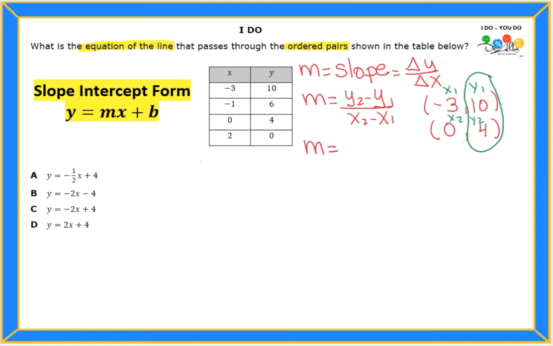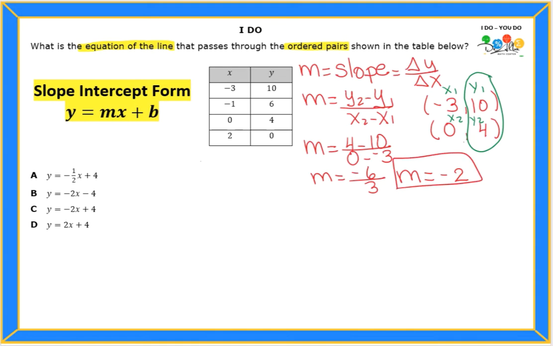So I'm going to start with y sub 2, which is 4 minus 10. x sub 2 is 0 minus -3. Now be careful the way that I wrote 0 minus -3. I did not just write 0 minus 3. There's a minus and then the -3. So m will be equal to 4 minus 10, which gives me a -6, and 0 minus -3 is actually a +3. m is going to be equal to -2, and that's my slope.